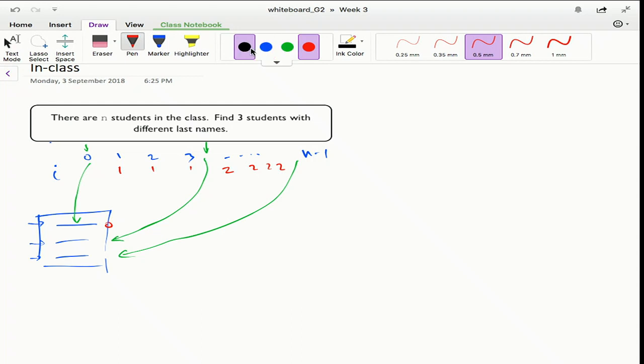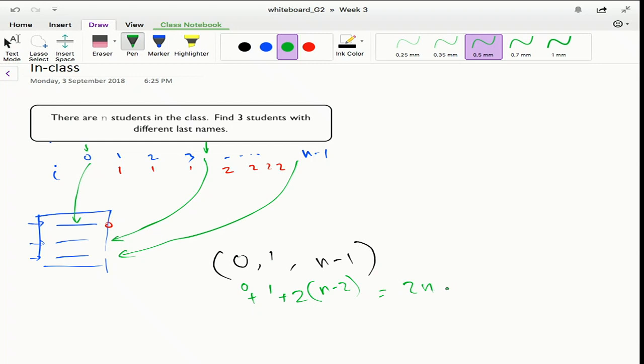In this case, it means that you're going to pick the first guy, and then the second guy, and then the last guy. Because the first guy needs 0 comparison, the second guy needs 1 comparison. How about this guy? There are n minus 2 numbers left, right? And each one has to compare to 2 names that are already on the list. So the total number of comparisons will be 0 plus 1 plus 2(n minus 2), which is 2n minus 2 plus 1, which is 2n minus 1.